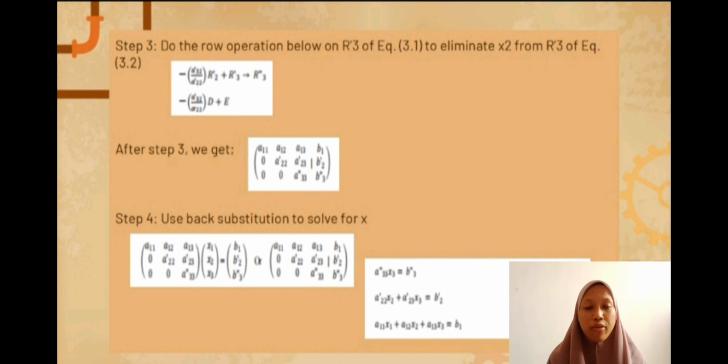And then for step 3, we need to do the row operation below on row prime 3 of equation 3.1 to eliminate x2 from row prime 3 of equation 3.2. After step 3, we get the new value of the matrix A. And then for step 4, we need to use back substitution to solve for x1, x2 and x3.